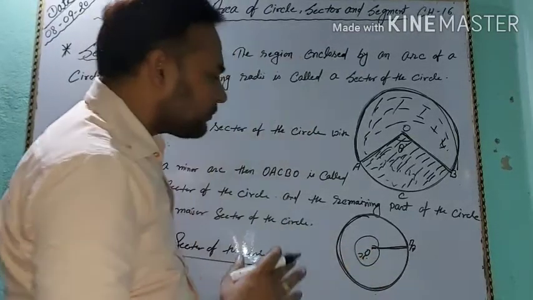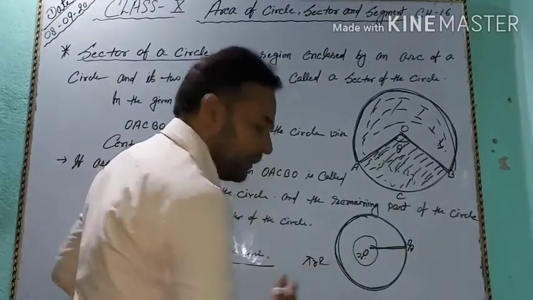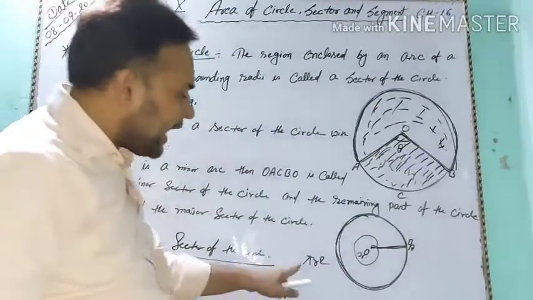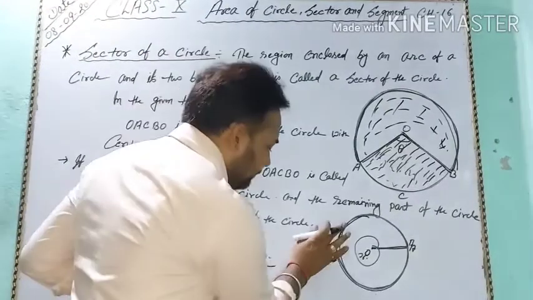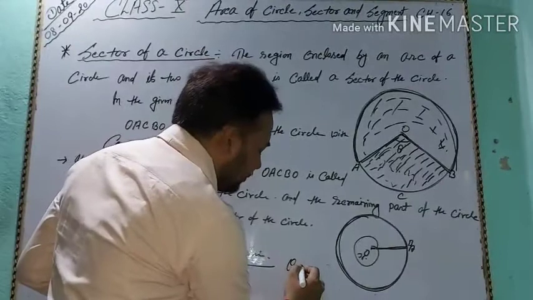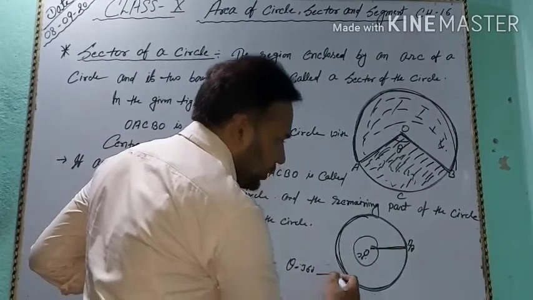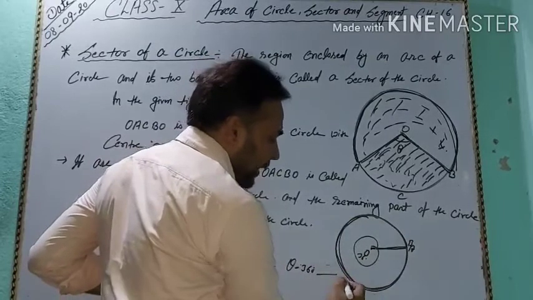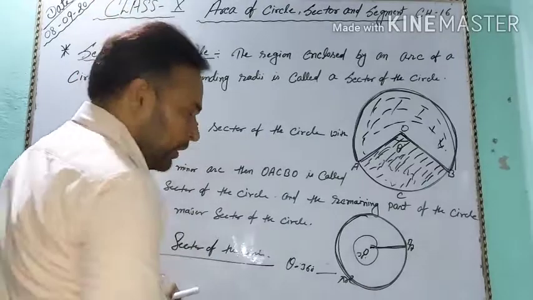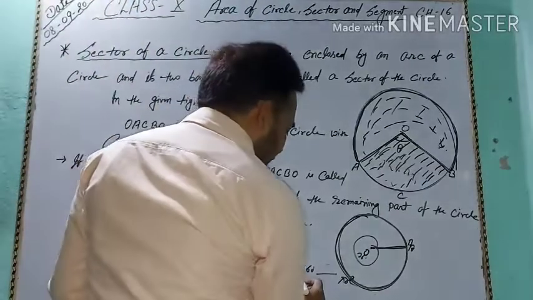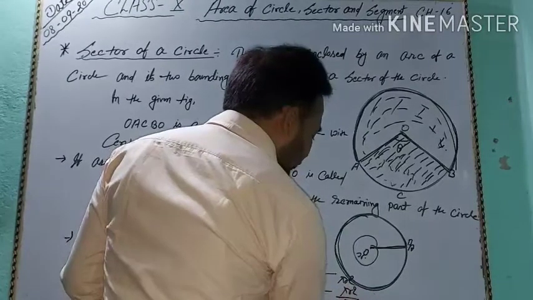When we find the area of a circle, what is the area of the circle? Pi r square. Okay, so pi r square. When theta equals 360 degrees, then the area of the circle is pi r square. And if theta is 1 degree, then it will be pi r square by 360 degrees.